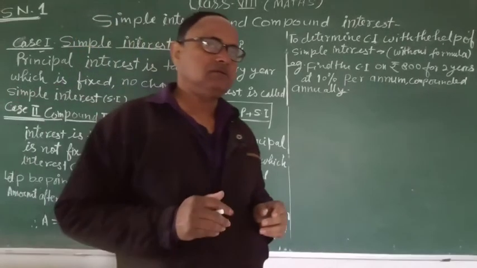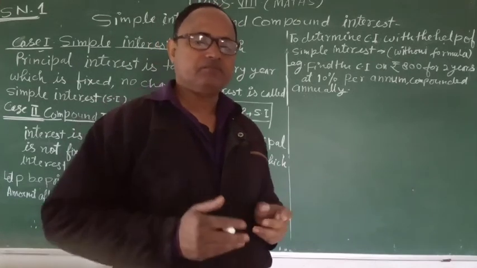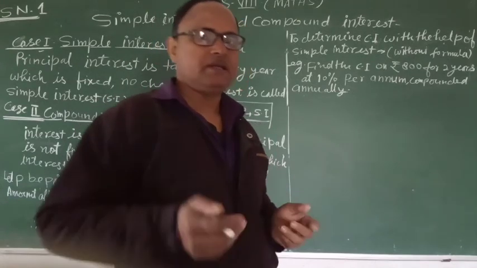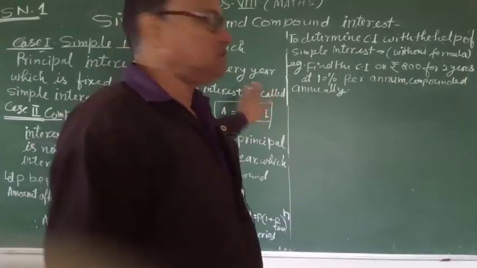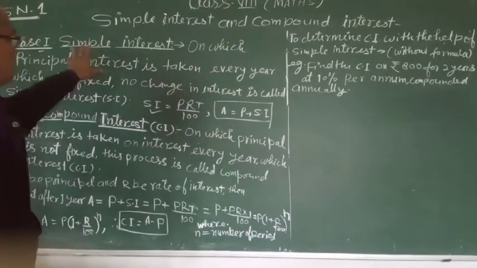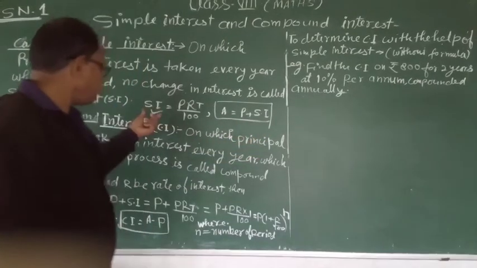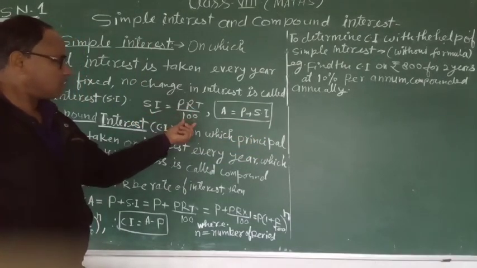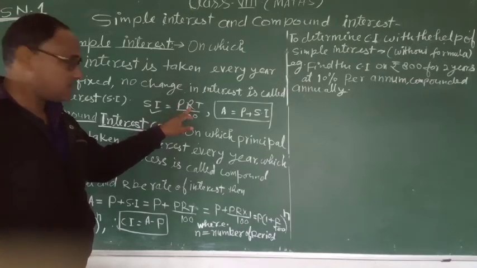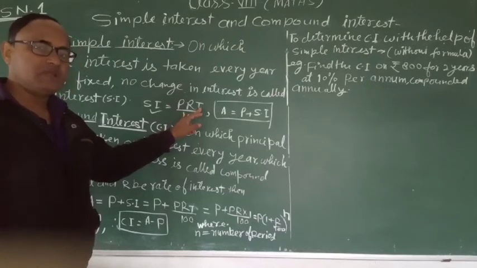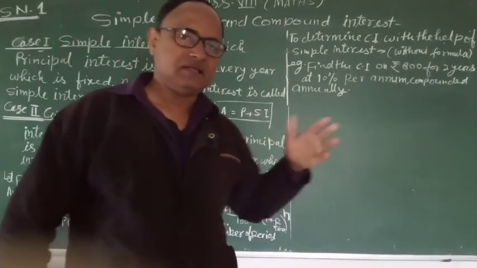Every year we determine the same interest. Okay? No change in interest. This process is called simple interest. Okay? Simple interest is equal to PRT upon 100. P is principal money, R is rate of interest, and T is time period: 1 year, 2 year, 4 year, 5 year, and so on. Okay?